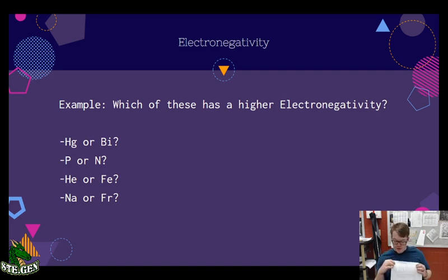And then Na or Fr? Na is right here, Fr is down here. Francium is the opposite of fluorine up here. Francium has the lowest electronegativity other than noble gases on the table, so sodium definitely has a higher electronegativity.